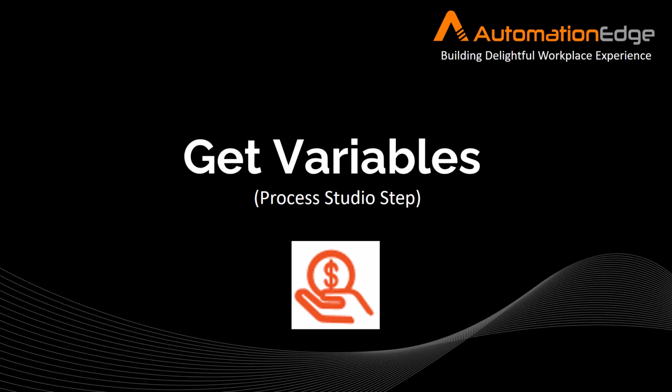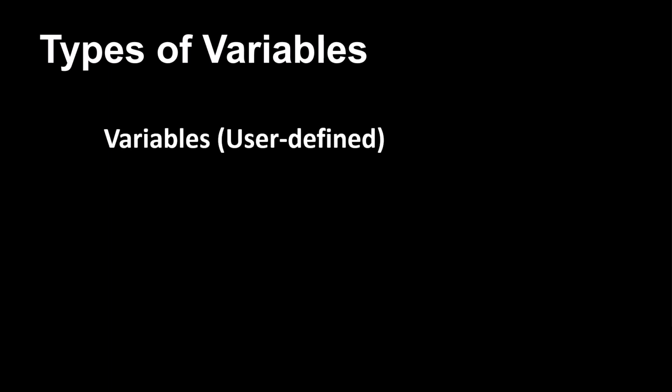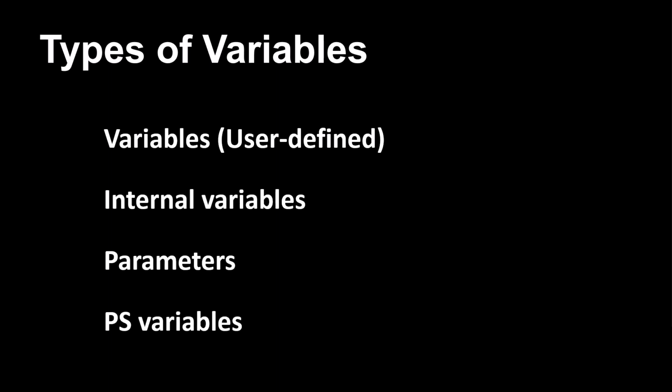In this video, I will describe the Get Variables Process Studio step to fetch variable values and to assign them to fields in the workflow stream. The Get Variables step can explicitly retrieve values from variables in a workflow. Process Studio has 4 ways to capture dynamic user inputs. The 4 types of variables are user-defined variables, internal variables, parameters, and Process Studio variables. The Get Variables step can fetch variables of all types.